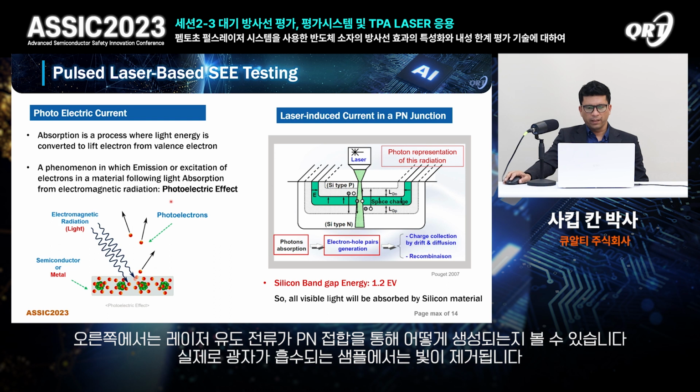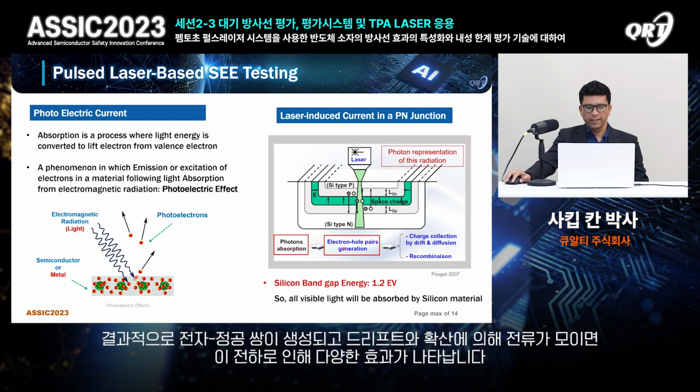On the right hand side, I have shown how laser-induced current is produced in a PN junction. Light is illuminated on the sample, and photons are absorbed. As a result, electron-hole pairs are generated, and current is collected by drift and diffusion, and this charge can cause different types of effects.